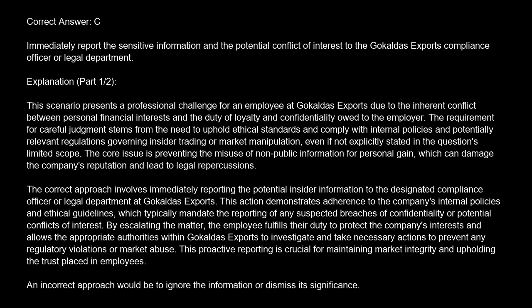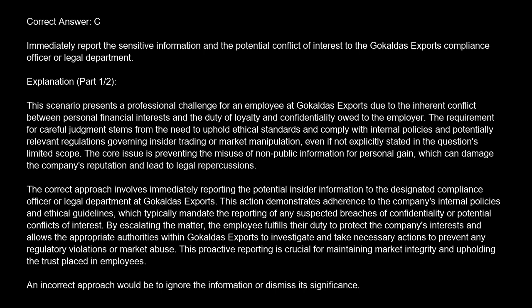This action demonstrates adherence to the company's internal policies and ethical guidelines, which typically mandate the reporting of any suspected breaches of confidentiality or potential conflicts of interest. By escalating the matter, the employee fulfills their duty to protect the company's interests and allows the appropriate authorities within Gokaldas Exports to investigate and take necessary actions to prevent any regulatory violations or market abuse. This proactive reporting is crucial for maintaining market integrity and upholding the trust placed in employees.